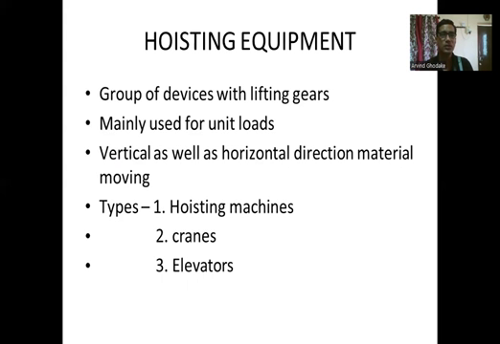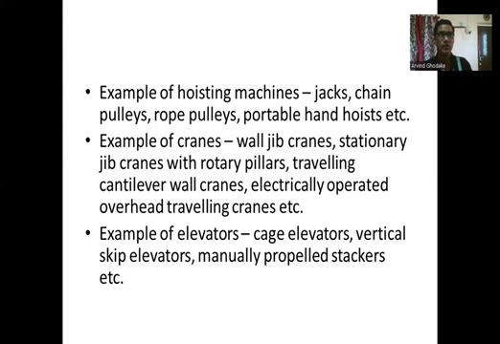Then hoisting equipments are the group of devices with lifting gears, mainly used for unit loads. It is a vertical as well as horizontal direction material moving. Types are hoisting machines, cranes, and elevators. The examples of hoisting machines, already discussed, are jack, chain pulleys, rope pulleys, portable hand hoists, etc. The cranes are wall jeep crane, stationary jeep crane with rotary pillars, traveling cantilevers, wall cranes, electricity operated overhead traveling cranes, etc. Then examples of elevators are cage elevators, vertical skip elevators, manually propelled stackers.